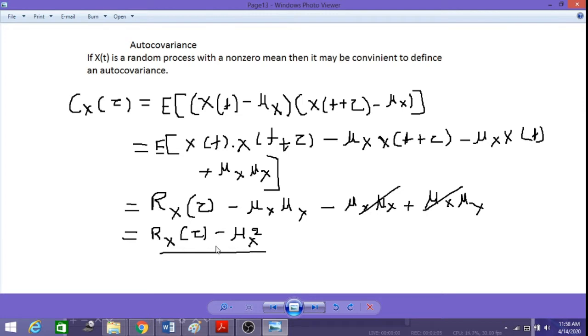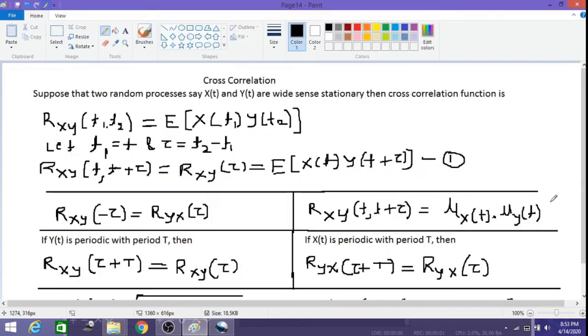So next we'll talk about the cross correlation. So now let us talk about the cross correlation function. So cross correlation is nothing but if we try to find a relation between the two different random process, so that relation we call it as a cross correlation function. If we define it as a function, we call it as a cross correlation function.